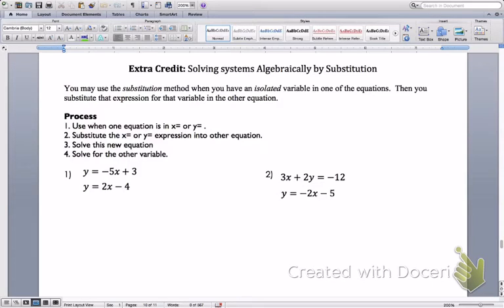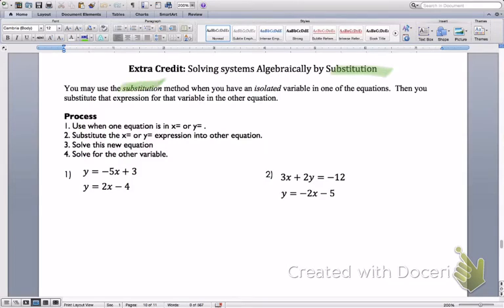Now that you know how to solve systems of equations by graphing and by the method of elimination, I'm going to go over one more method that you can use for systems, which is the algebraic method of substitution. So this method is pretty much what it sounds like. You substitute something and solve for x and solve for y, either direction.